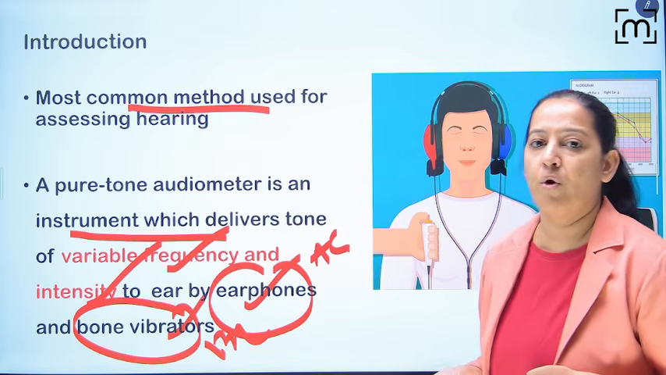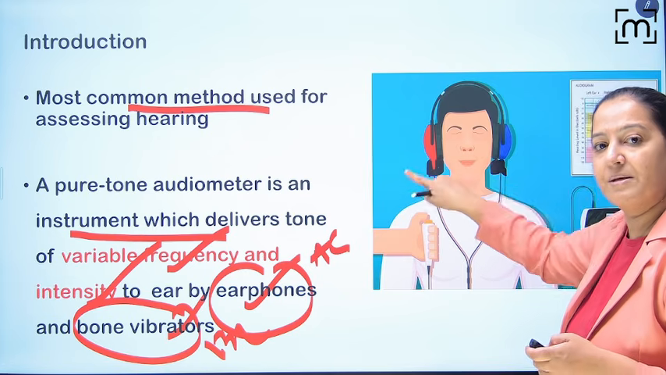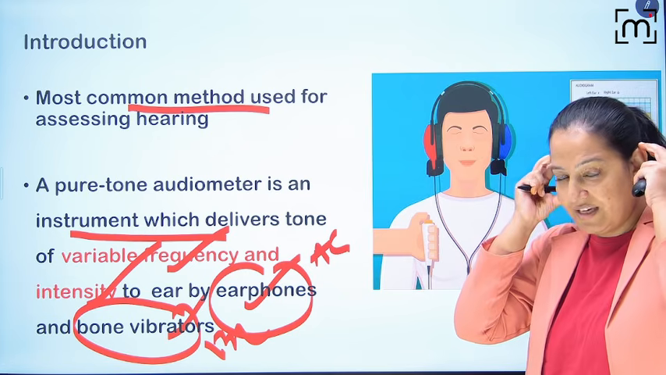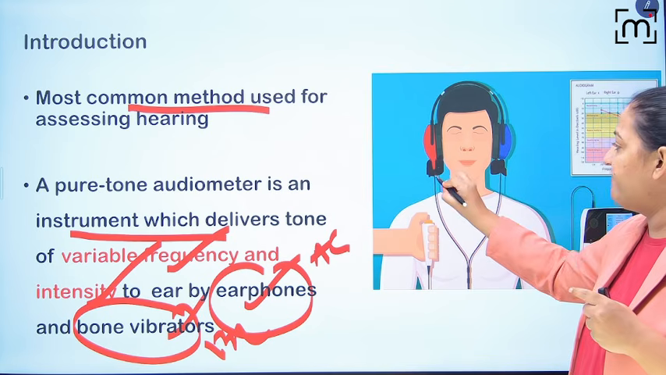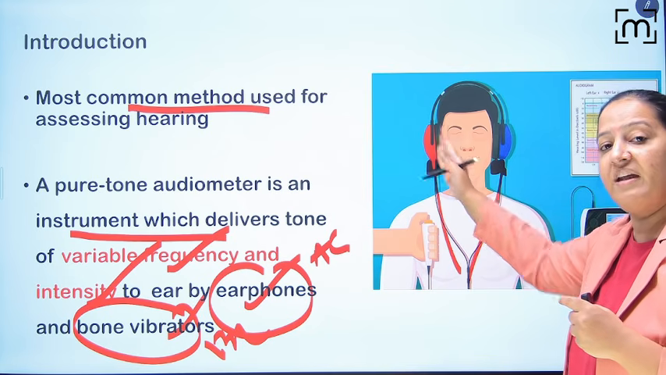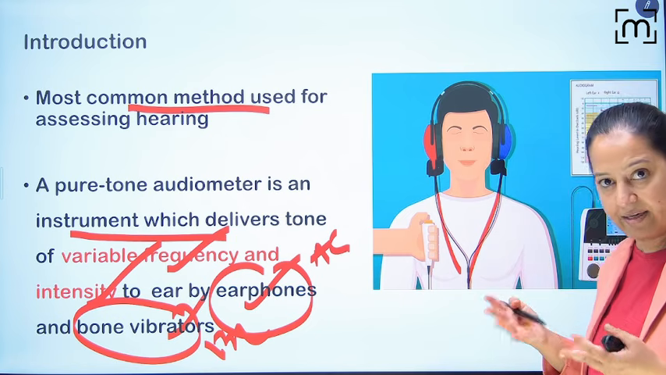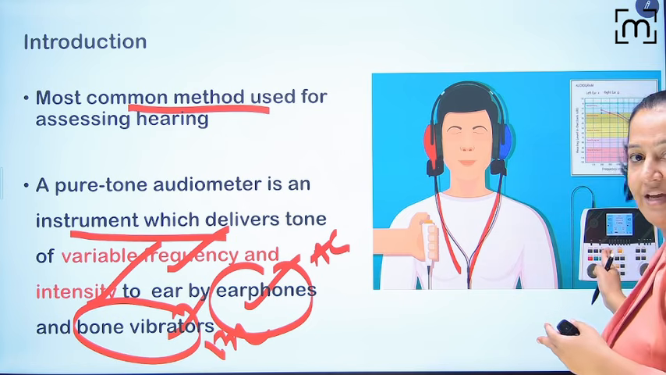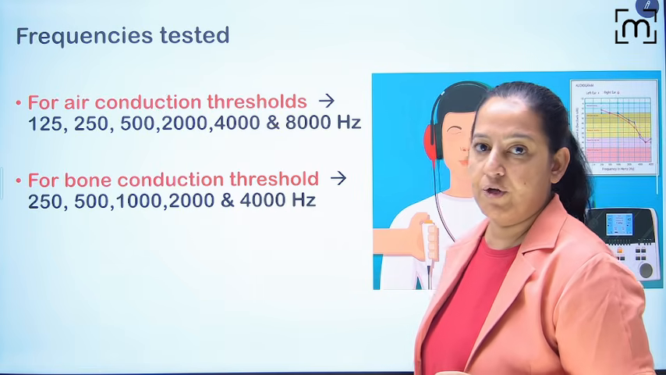Pure tone audiometry. So what are we doing in pure tone audiometry? We are taking an instrument in which there is a headphone, there is a bone vibrator. We are putting the headphone on the ears, we are putting the bone vibrator on the mastoid, and via wires we are providing different intensity, different frequency sound in both the ears one by one, and we are recording it here when the patient indicates that they can hear. So this is pure tone audiometry.